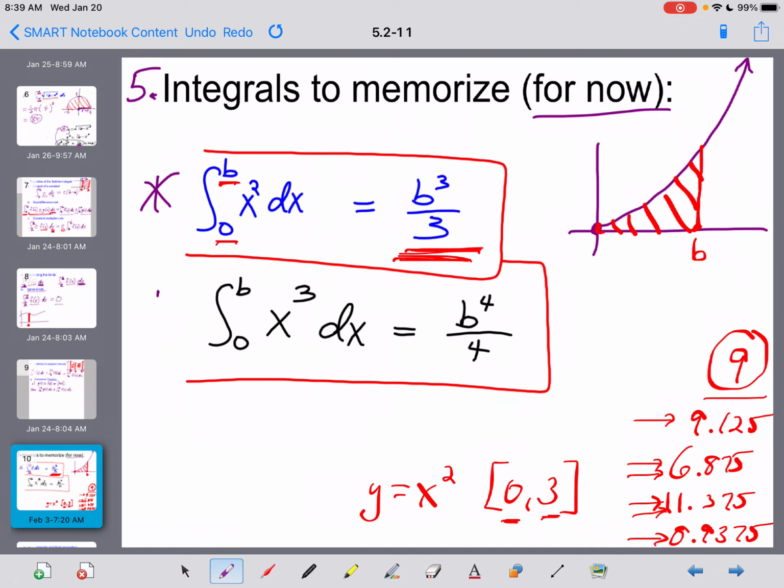Too late. A second integral now to memorize was that the definite integral from 0 to b of x cubed is equal to b to the 4th over 4. I'm not going to talk any more about that one. I'm just going to have you write that down.